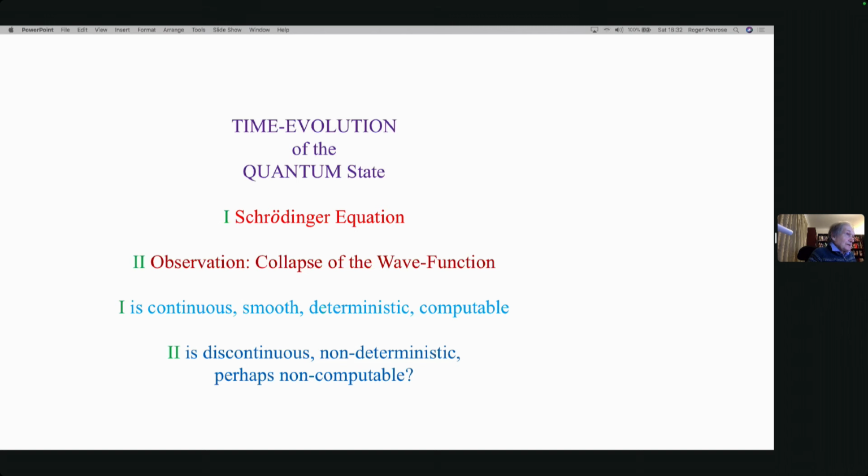Now, the Schrodinger equation is a smooth, computable, if you like, and deterministic process. It's like Newtonian mechanics in that respect. It's just the ordinary kind of thing. You just follow the Schrodinger equation and it gives you this smooth evolution, which is deterministic. Collapse of the wave function, as we understand it, is random. It's a completely different kind of process. And why do we go from one to the other? How do you have a theory which encompasses both of them at the same time?